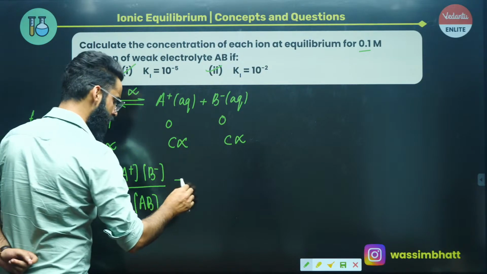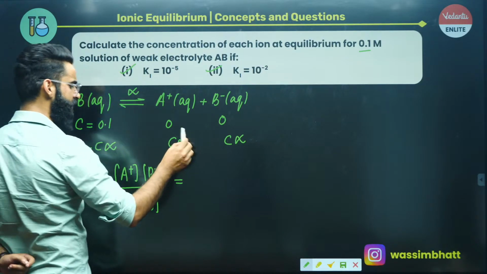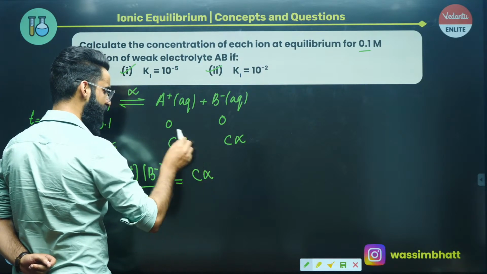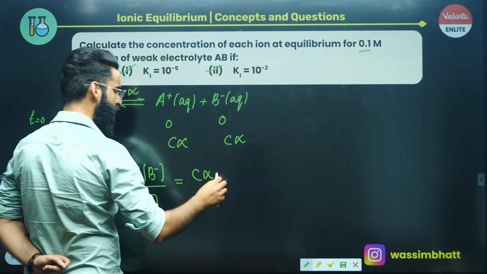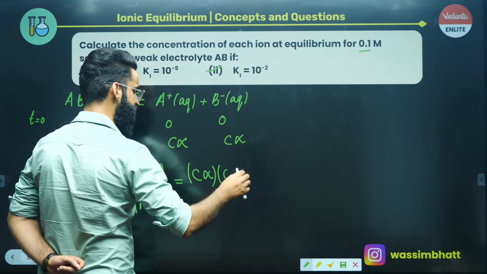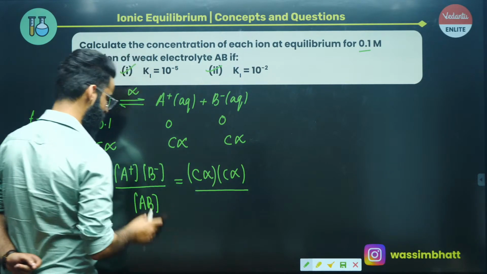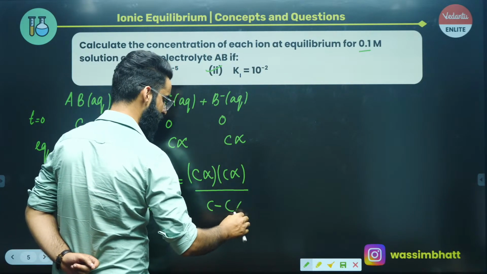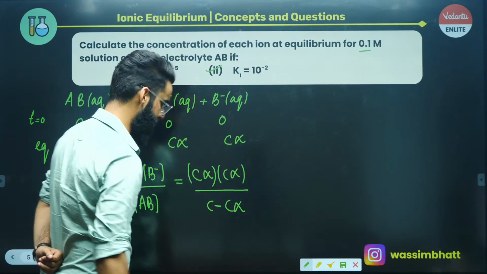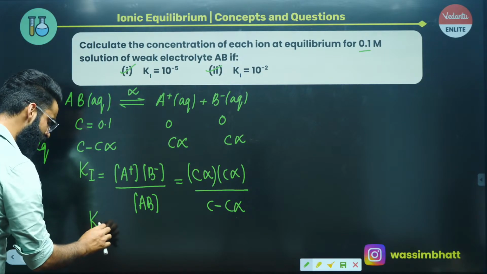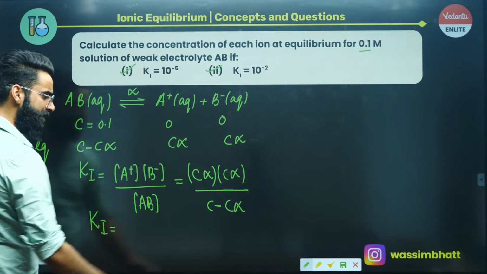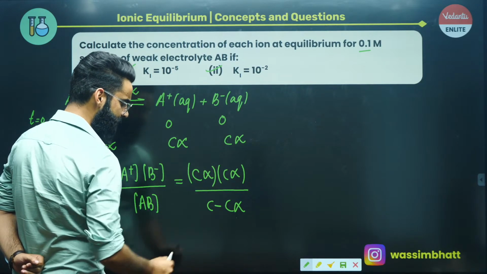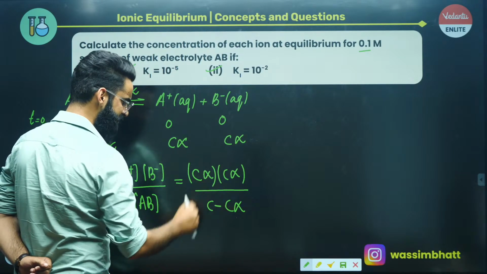If I ask you, what is the concentration of A positive at equilibrium? You'll say it's going to be C alpha. Concentration of B negative at equilibrium is again going to be C alpha, divided by the concentration of AB at equilibrium, which is going to be C minus C alpha, right? It's very simple till here, yeah? So people, Ki you will be calculating over here as C square alpha square, right, divided by C minus C alpha.